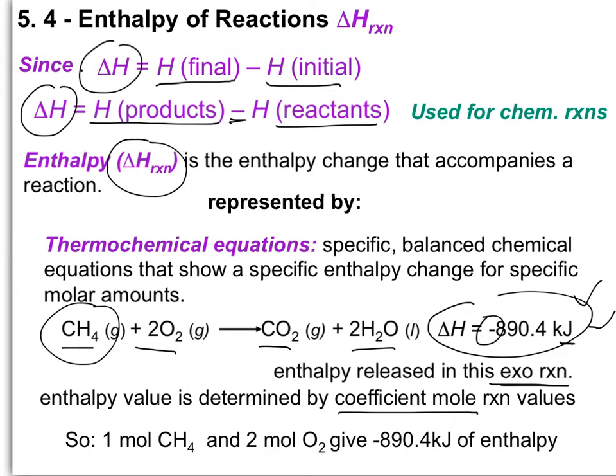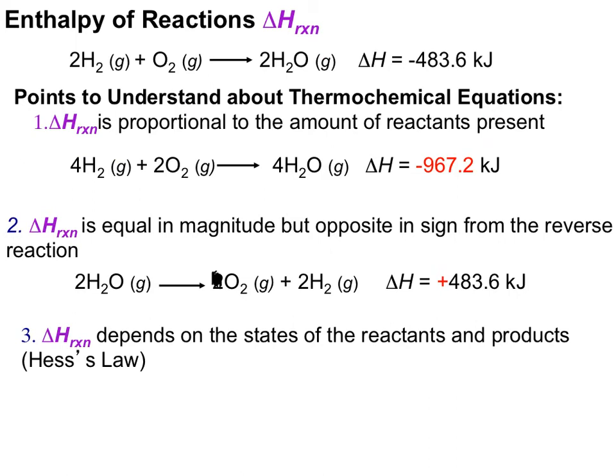Okay, so in this case, 1 mole of CH4, 2 moles of O2, that's going to give us this many kilojoules of enthalpy. There's a few things about the enthalpy of reactions, or that delta H of reaction value that we've discussed, that we need to understand as it relates to thermochemical equations. The first thing I want you guys to understand is that the delta heat of reaction is proportional to the amount of reactants present.